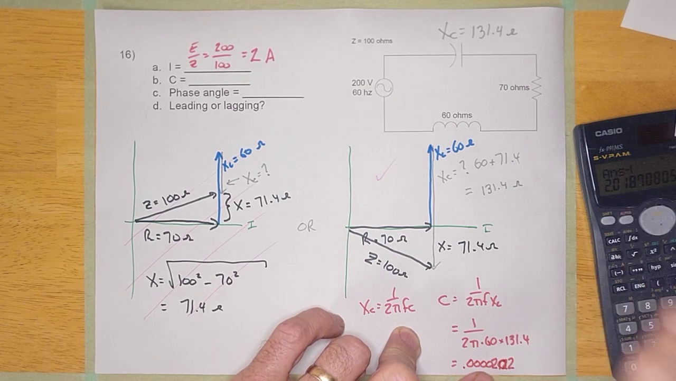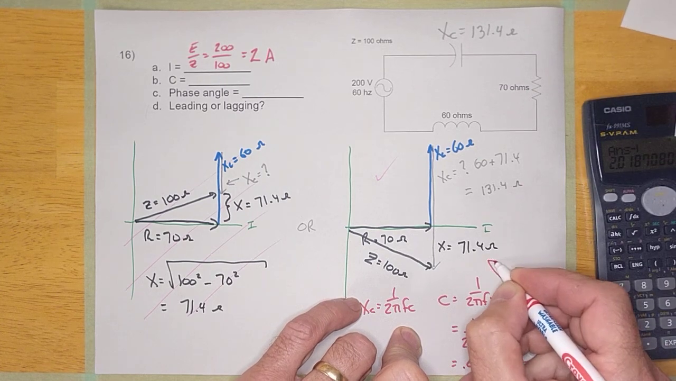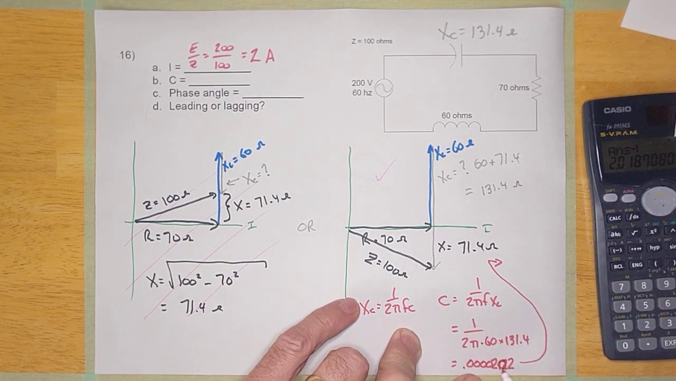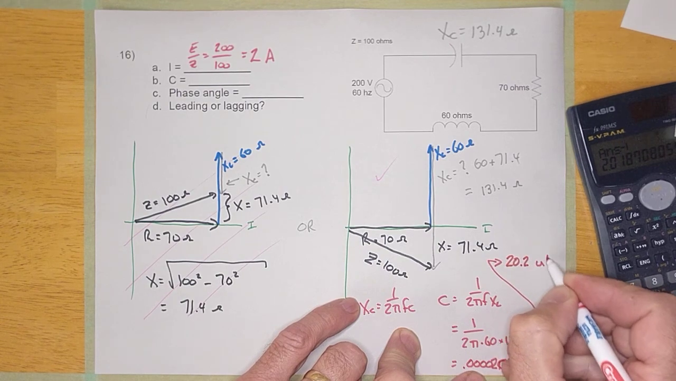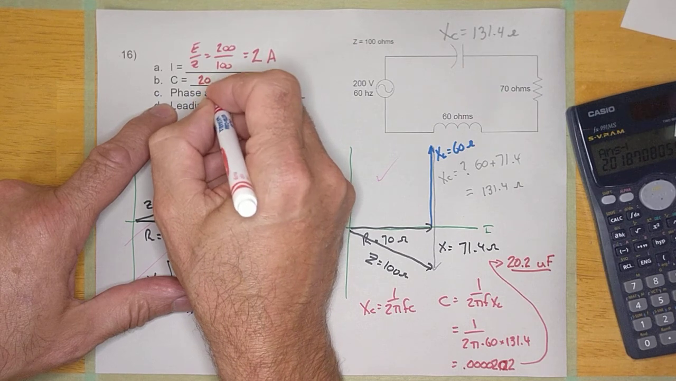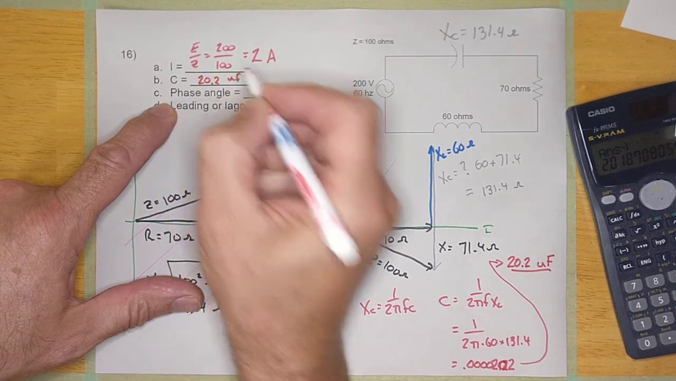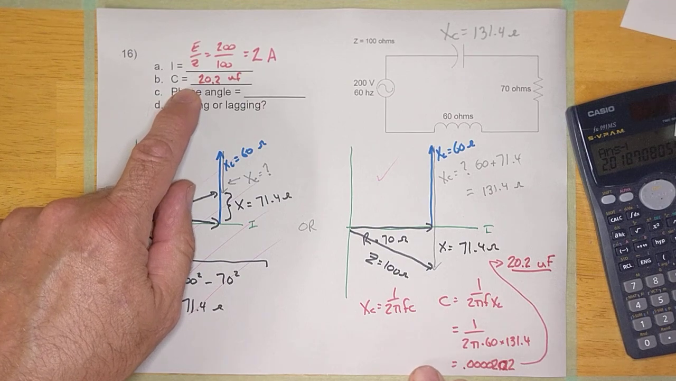All right. And let's move it over 6. It's 20.2 microfarads, okay? So that is this guy right here, 20.2 microfarads. That's the hard part on this particular question, okay?